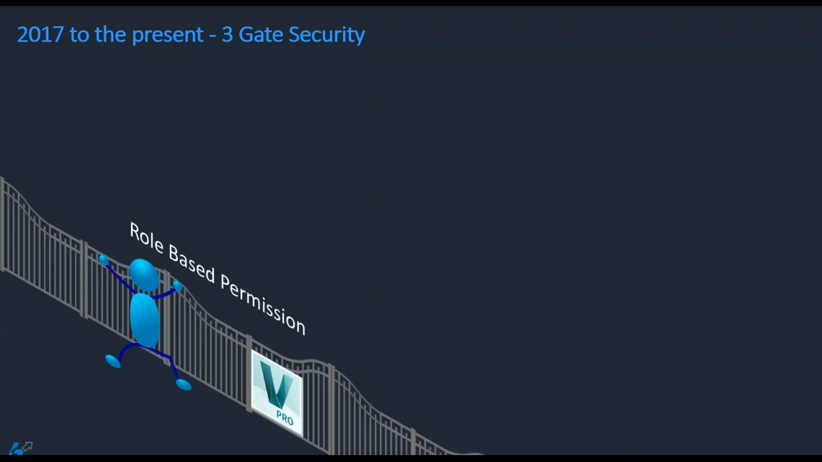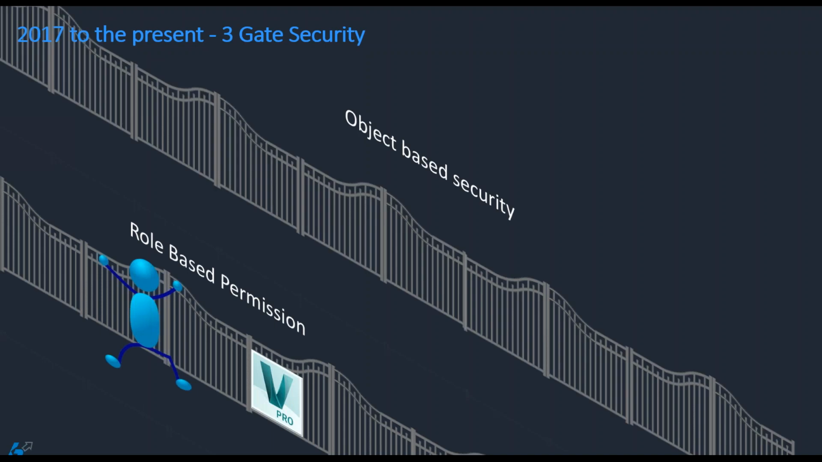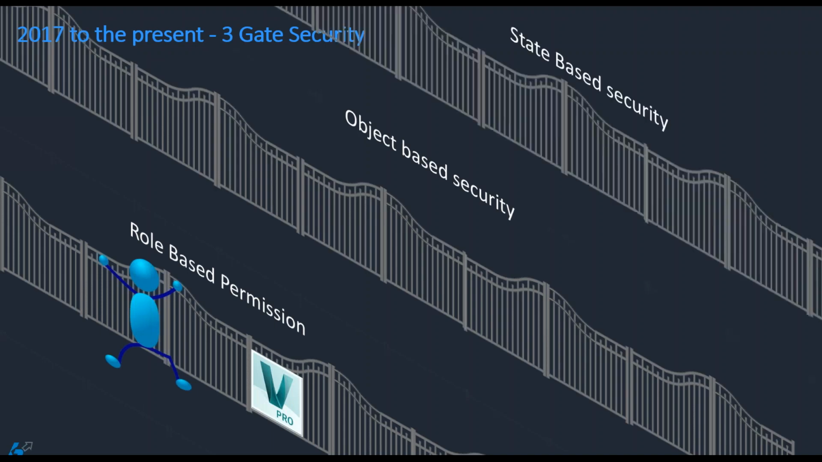Now, since the 2017 release of Vault Workgroup and Vault Professional, you have three security gates. You still have the first gate of role-based permissions, but now the second gate is object-based security, and the third gate is your state-based security.